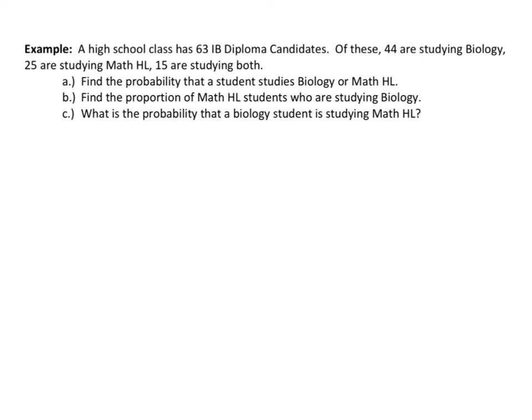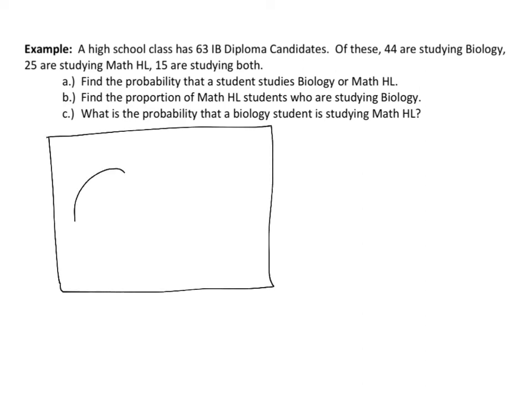You guys have probably noticed that I'm a really big fan of using diagrams and charts for these problems and for thinking about probability in general, and that's going to be no different here. It says a high school class has 63 IB diploma candidates. Of these, 44 are studying biology, 25 are studying math HL, and 15 are studying both. This really sounds like a perfect setup for a Venn diagram. So I'd like to represent all of this on a Venn diagram just so that I can see what's happening, right? So I've got this Venn diagram.